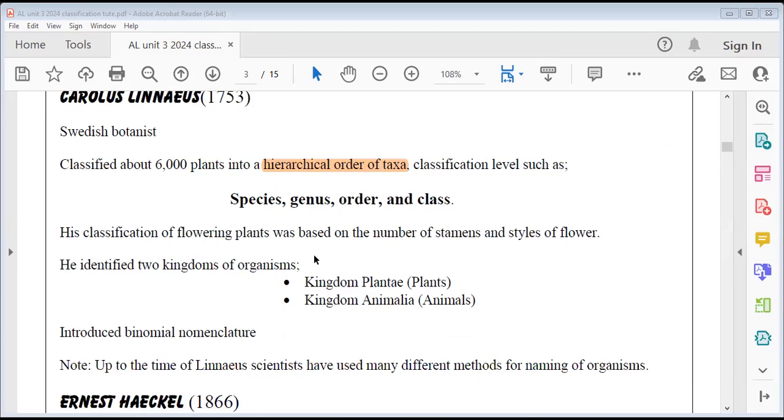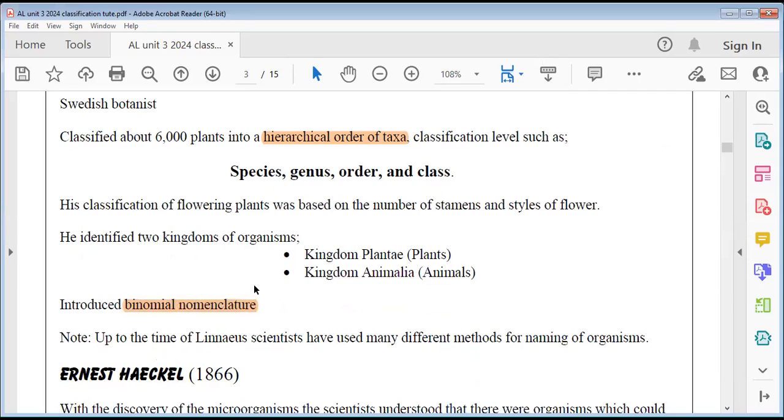Another thing, we all know him very much for his binomial nomenclature. When he was doing the classification of how many plants? 6,000 plants. He was considering the number of stamens in the flower, and the number of, what is it? Styles. You can think of the gynoecium's parts: stigma, style, ovary. So, only considering the number of stamens and number of styles, he did this classification. Then what type of classification would it be? Artificial classification.